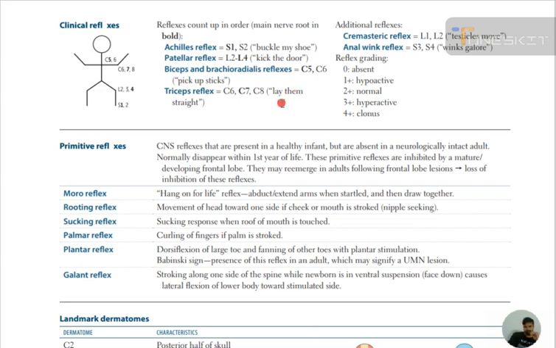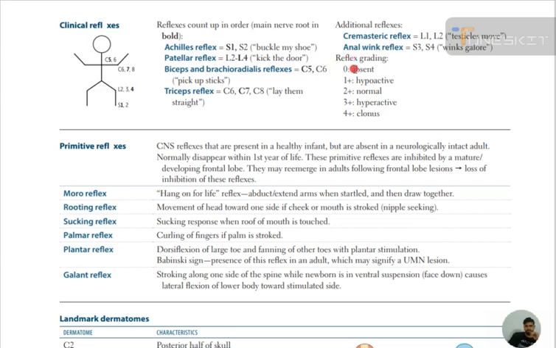Additional reflexes: cremasteric reflex. These are carried out by L1 and L2, testicular move, and the anal wink reflex, which is carried out by S3 and S4, wink galore.